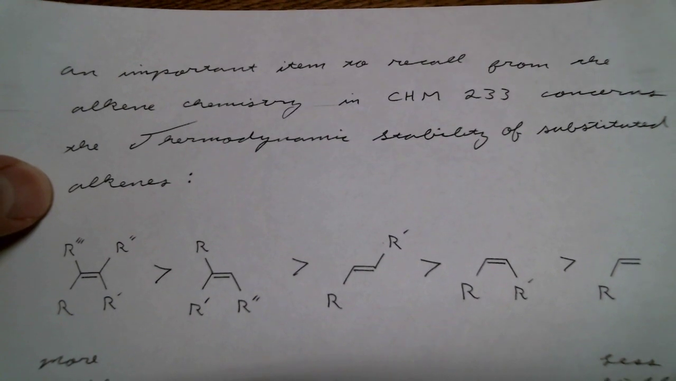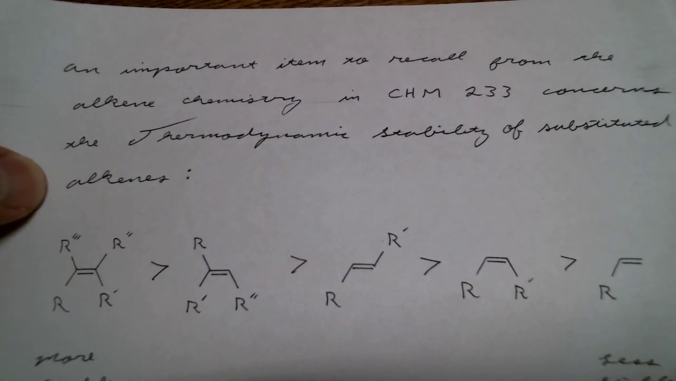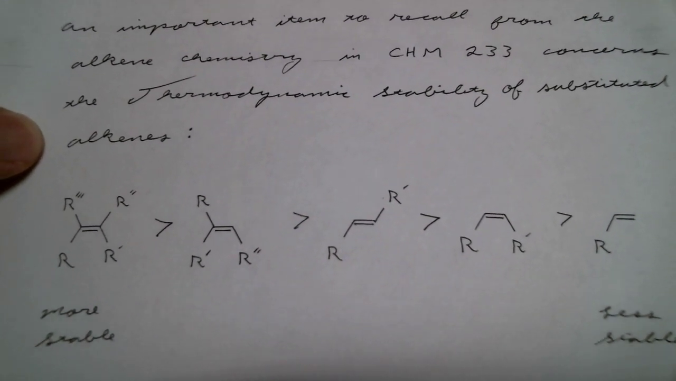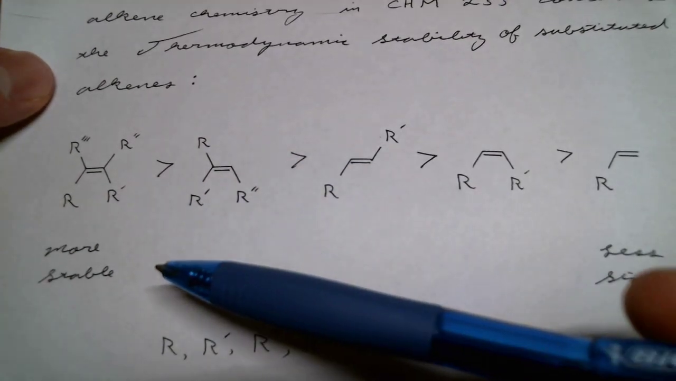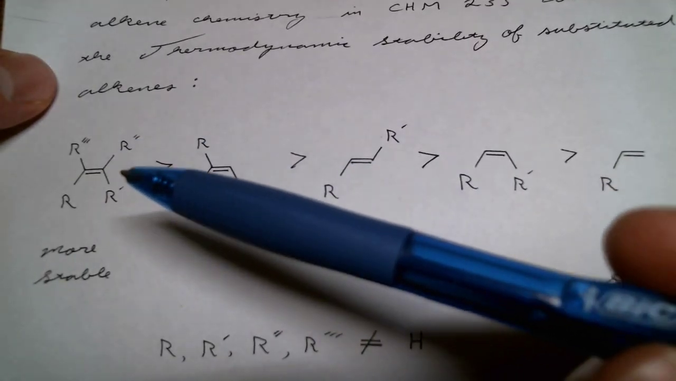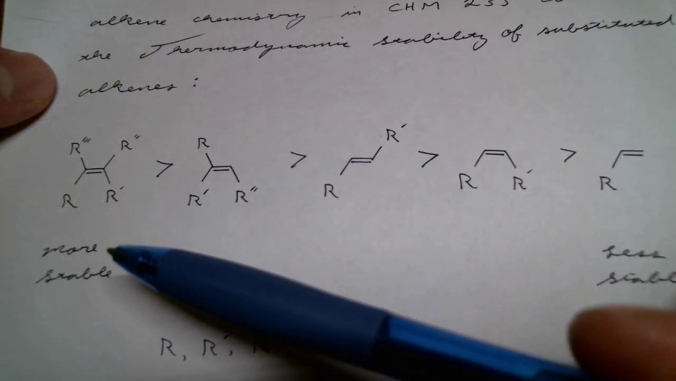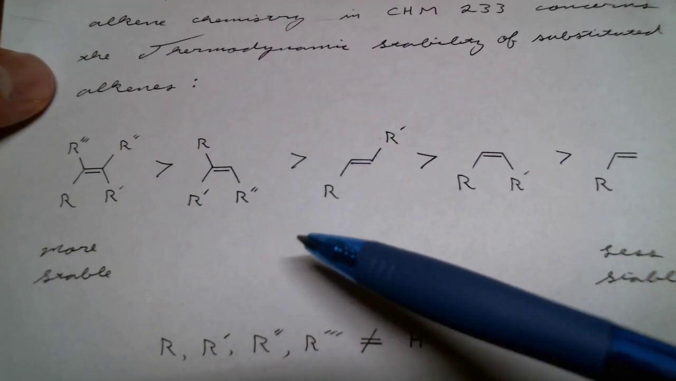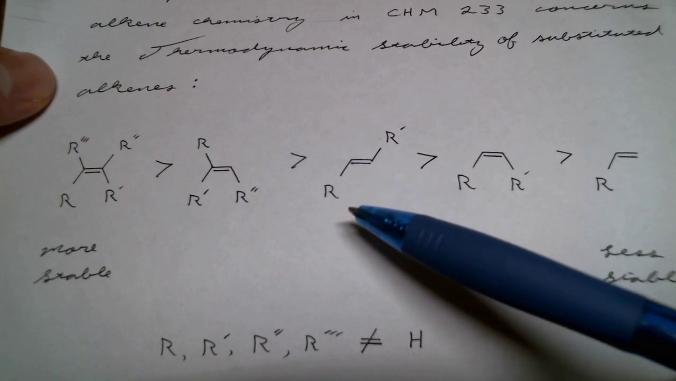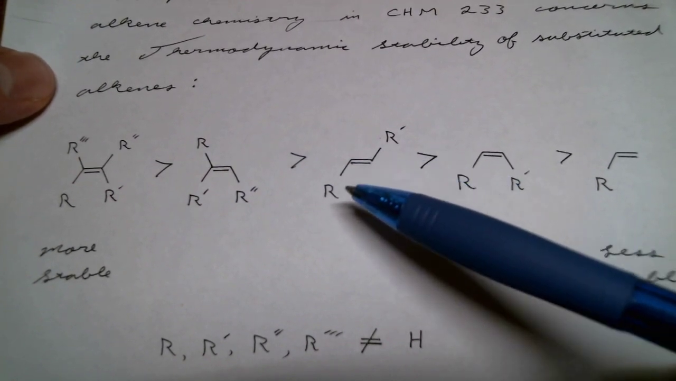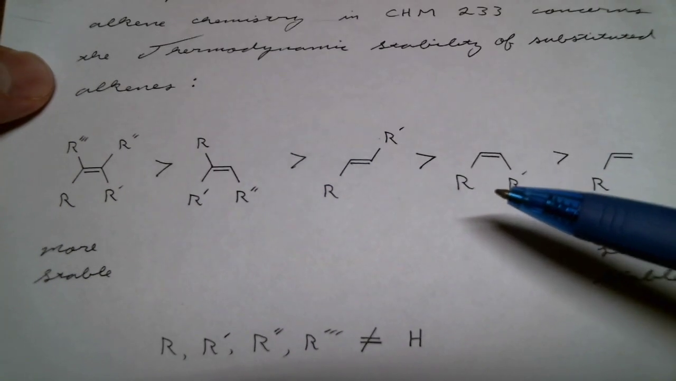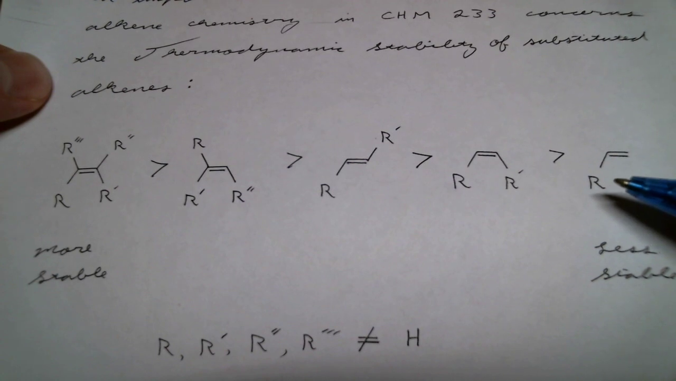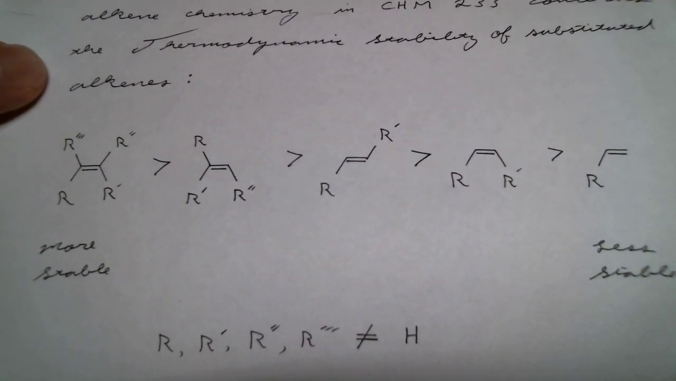So an important item to recall from alkene chemistry in first semester chemistry, CHN 233, concerns the thermodynamic stability of substituted alkenes. So if you have more alkyl substitutions on your pi bond, you have a more stable alkene. So tetrasubstituted is more stable than trialkyl substituted, which is more stable than trans dialkyl substituted, which is more stable than cis dialkyl substituted because of sterics, which is more stable than monoalkyl substituted.